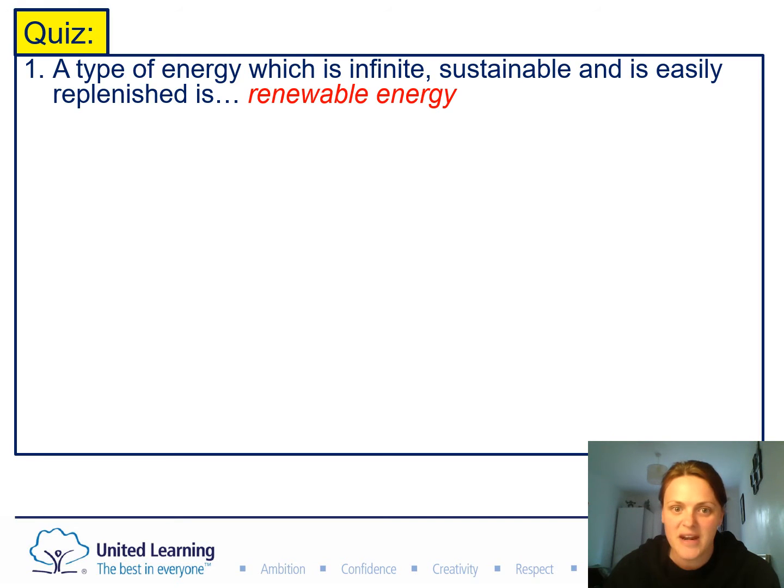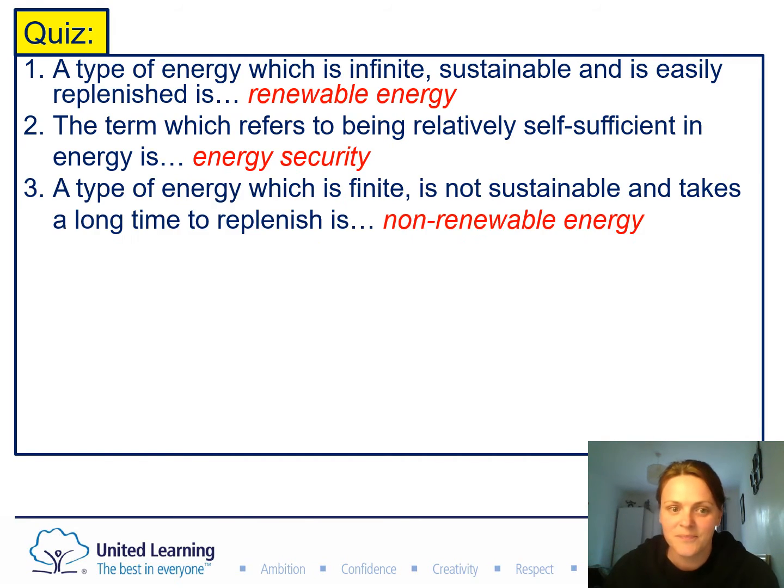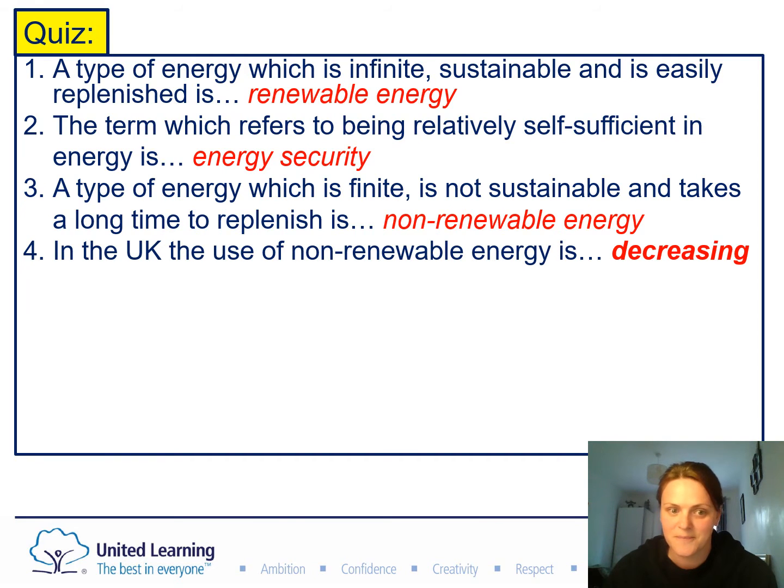Number 1, a type of energy which is infinite, sustainable and easily replenished. Renewable energy. The term which refers to being relatively self-sufficient in energy is energy security. A type of energy which is finite, is not sustainable and takes a long time to replenish, non-renewable energy. In the UK, the use of non-renewable energy is decreasing.